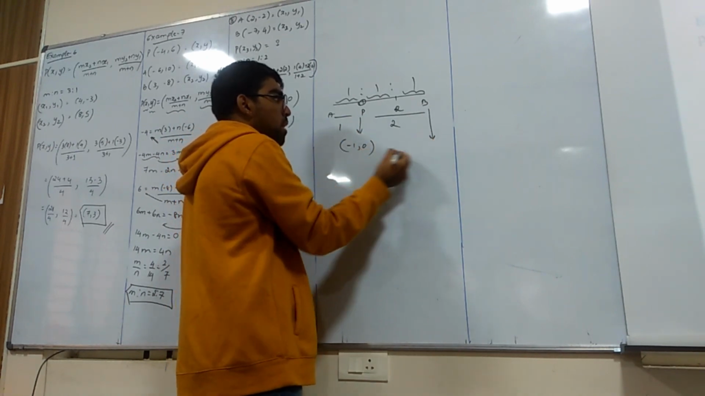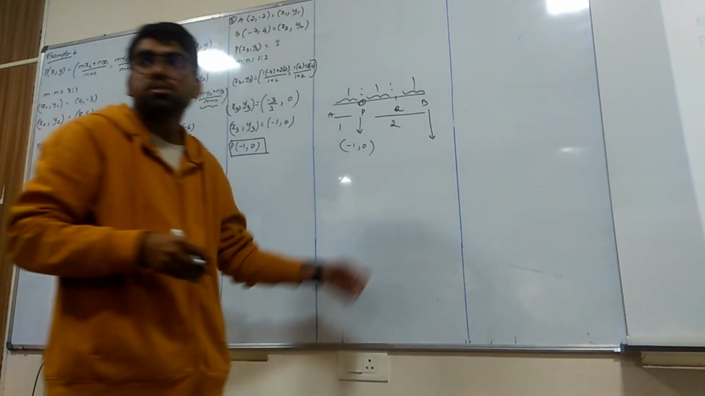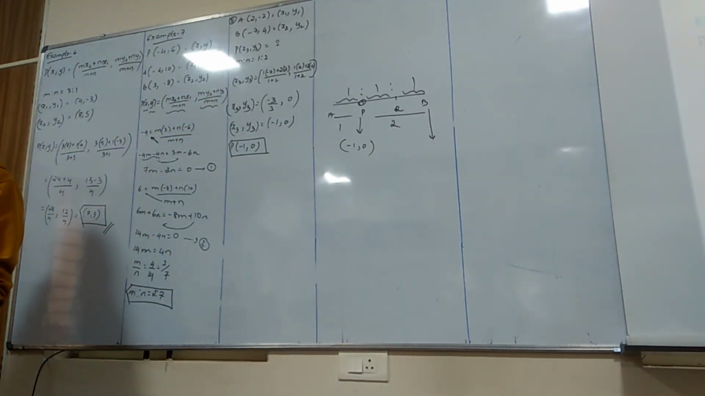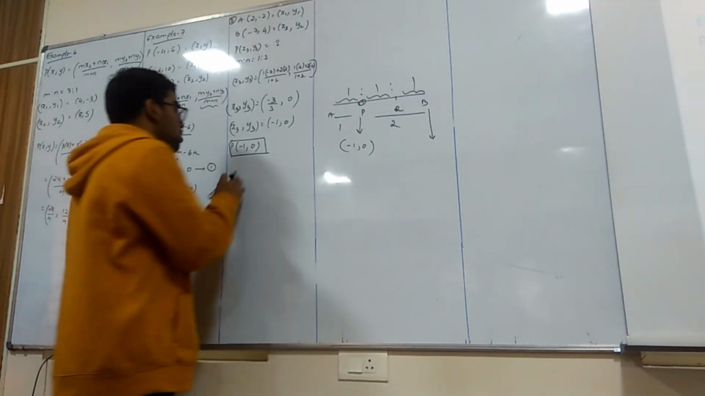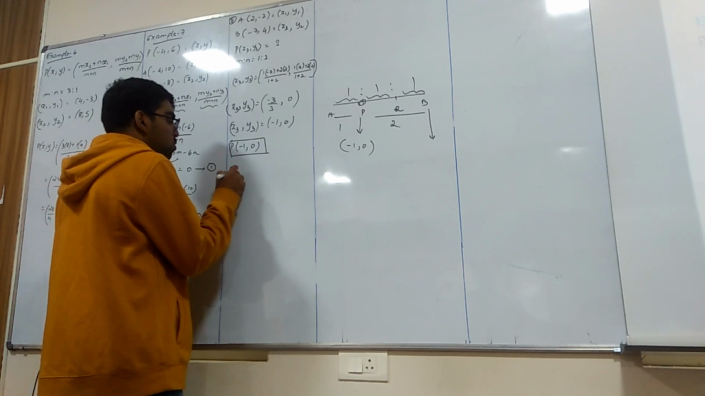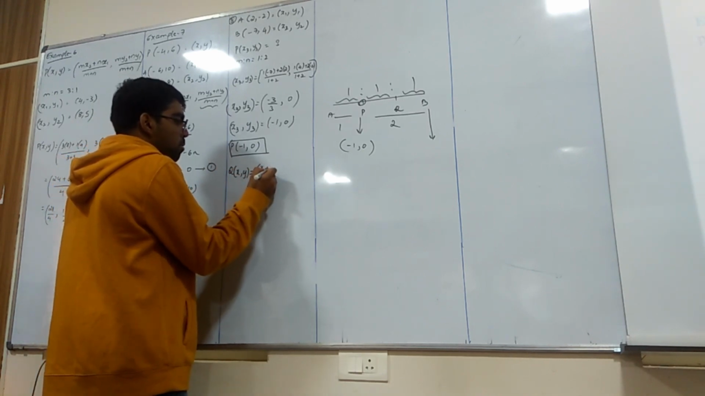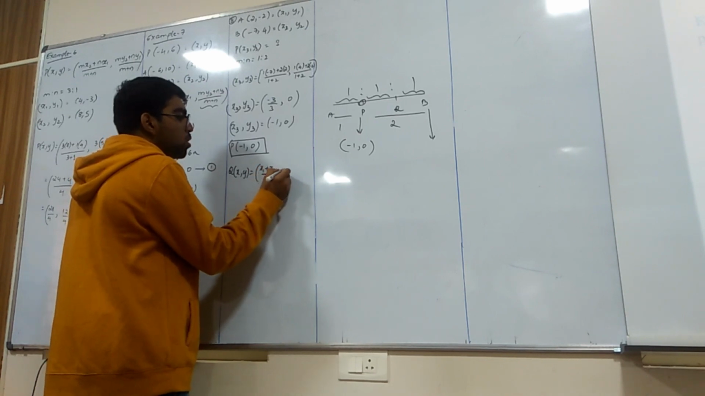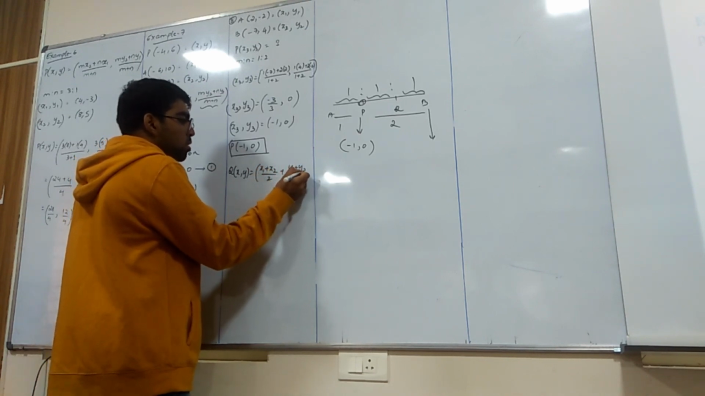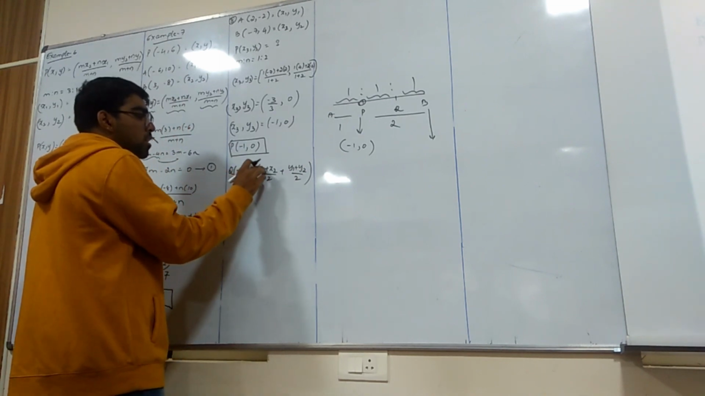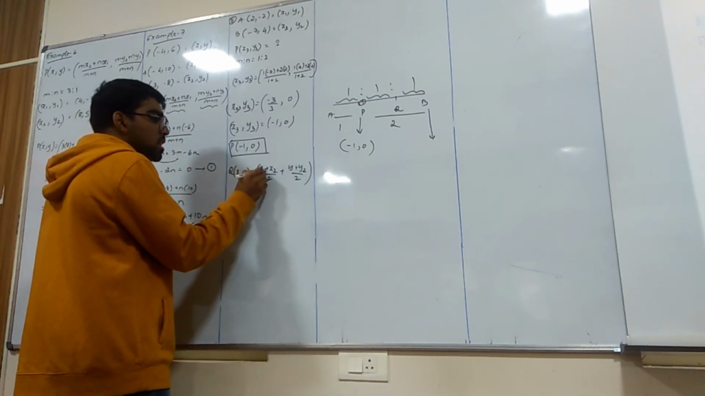You know this point P value, but Q is a midpoint, so you can use the midpoint formula directly. Shall I use midpoint or section? Midpoint I'll use. So what is my midpoint formula for Q? x comma y is equal to x1 plus x2 divided by 2, comma y1 plus y2 divided by 2. So instead of x1 and x2, I will write x3 y3.